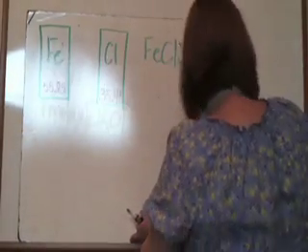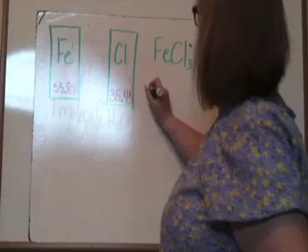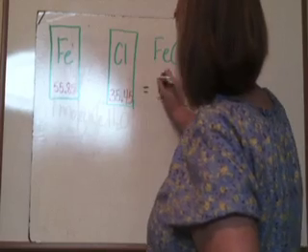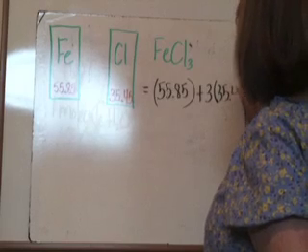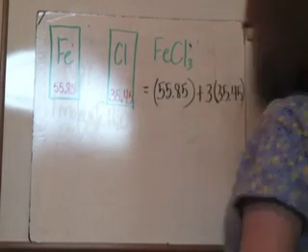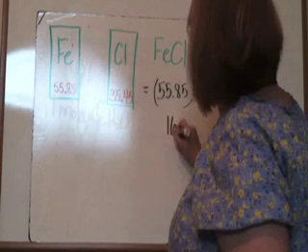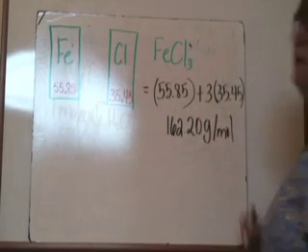Here we've got the molar masses of iron and of chloride for the iron 3 chloride. So let's calculate the molar mass of iron 3 chloride. That is going to equal 55.85, we only have 1 iron, and we're going to add to it 3 times 35.45. And when we add that all together, we get 162.20 grams per mole. That's the total molar mass of iron 3 chloride.